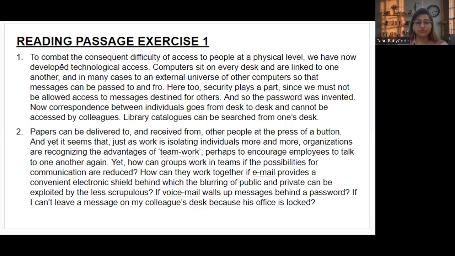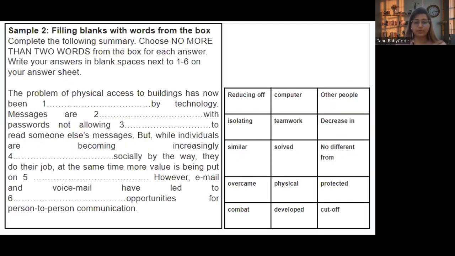To combat the consequent difficulty of access to people at the physical level, we have now developed technological access. So now they have technological access, and then they have basically solved the problem of access here. So let's see. The problem of physical access to building has now been dash by technology. So what do you think? Has now been solved, physical developed. Problem can't be developed, right? Problem is solved by technology.